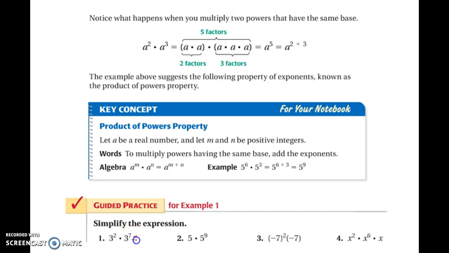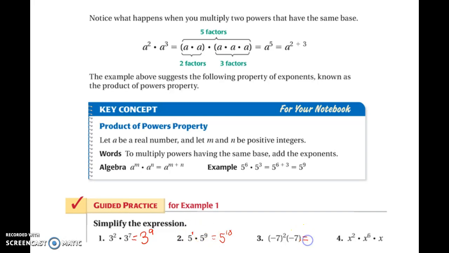So this one, we have a base of 3, so we leave the 3, and we're going to add the exponents because that's the rule we're adding, and that would be 3 to the 9th power. This one here, we have 5 to the 1st. It's not written, but we know that anything to the 1st power is just that number. So this will turn into 5 to the 10th because we add 1 and 9.